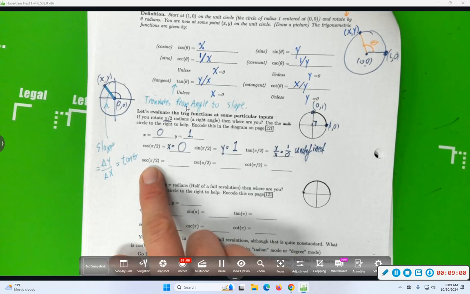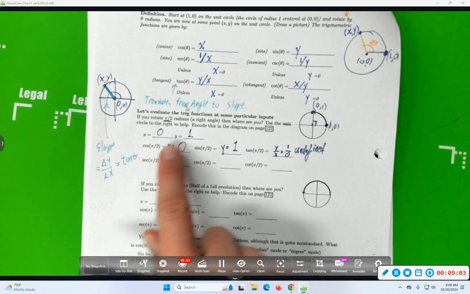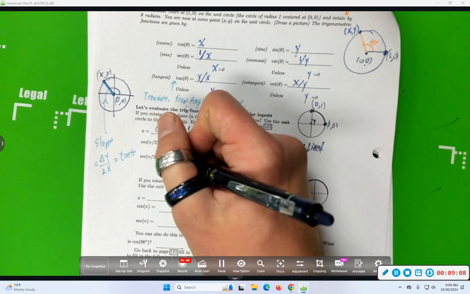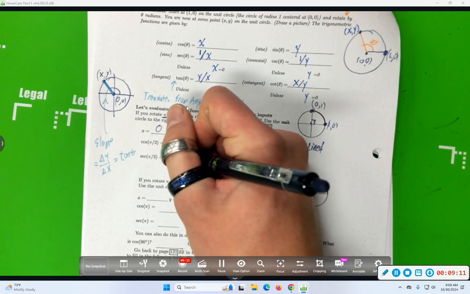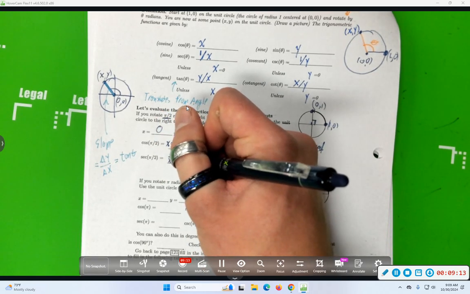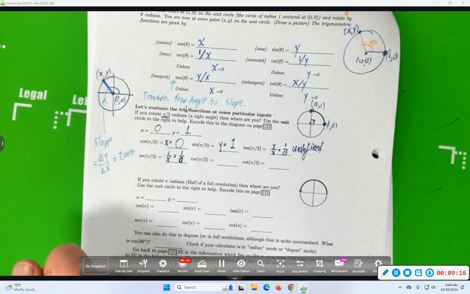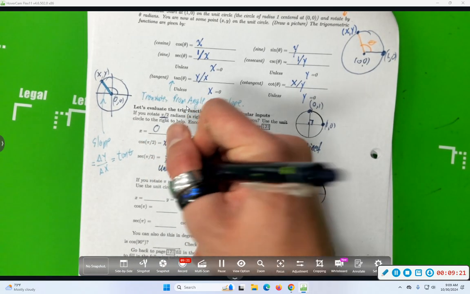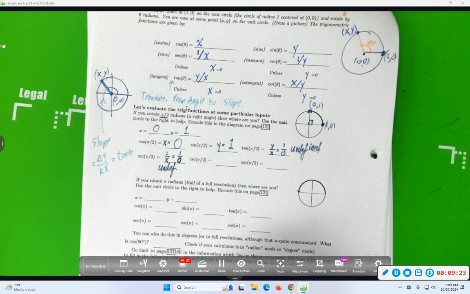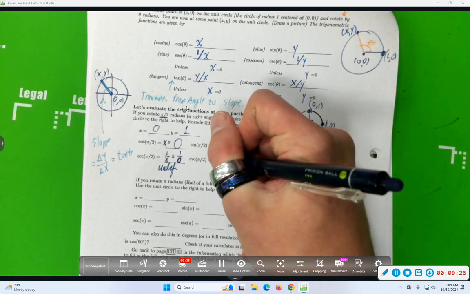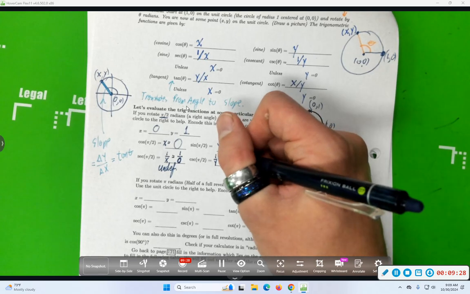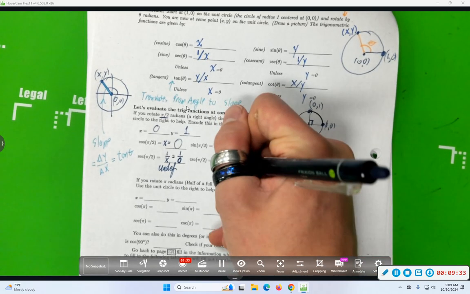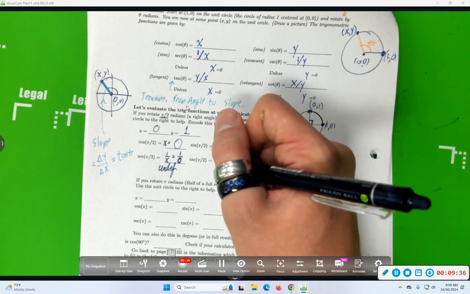Secant of pi over 2. Let's play the same game. Secant is 1 over x. So this will be 1 over, the x value is 0. What can you tell me about that? Undefined. Cosecant is 1 over y. So 1 is just 1. What's the y value? So this will be 1 over 1, also known as 1.